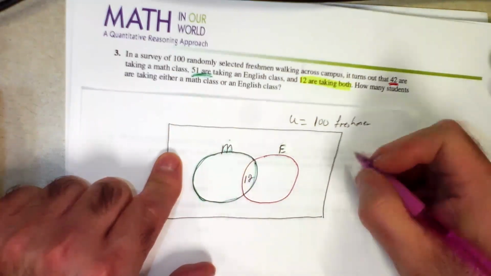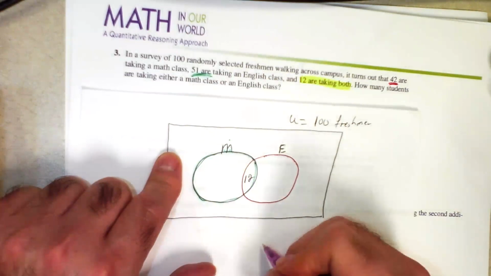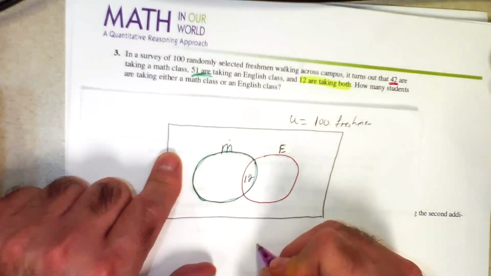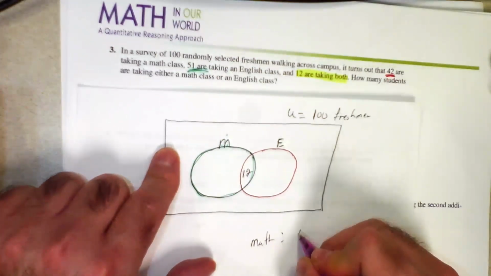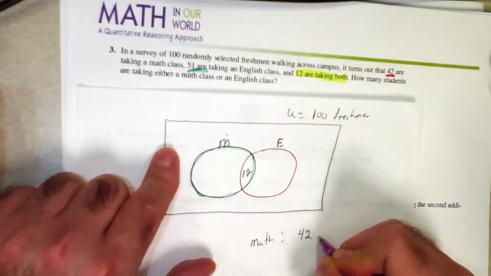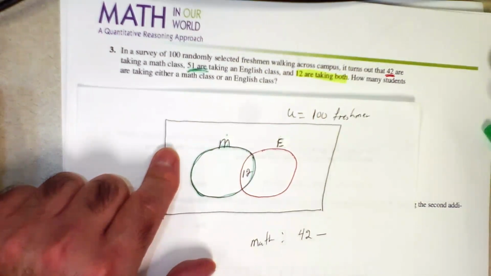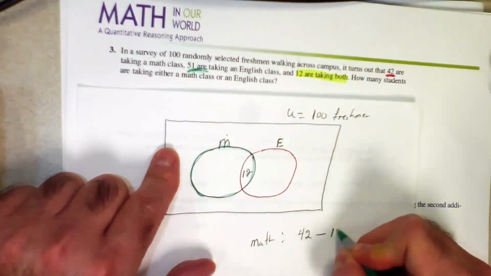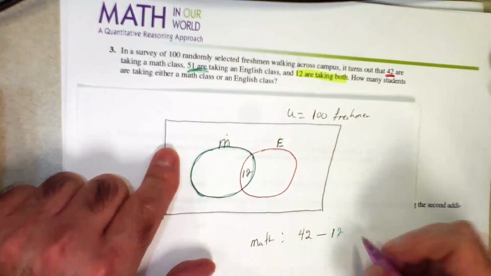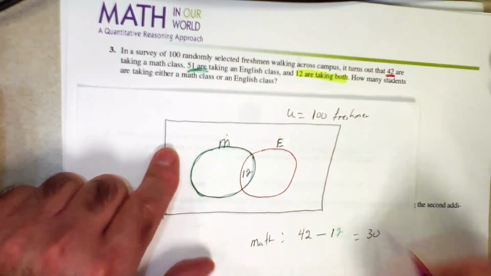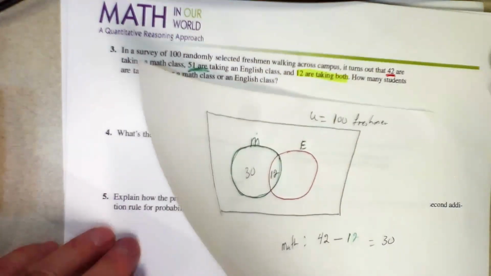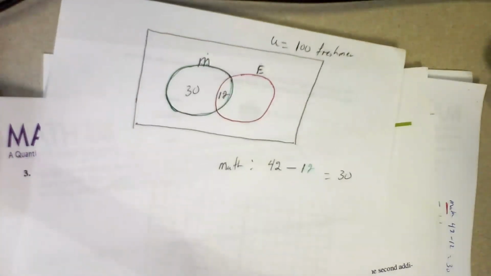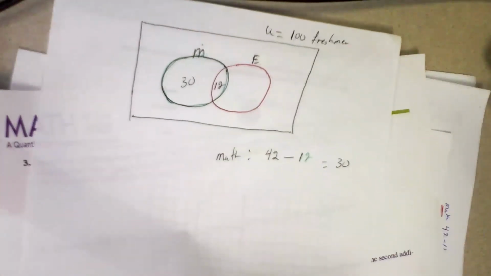So what I do is, for the math, I'm going to do 42 minus the 12, which gives me 30. So there are 30 taking math. 30 are taking math. All right, so I'll fill in that with a 30.